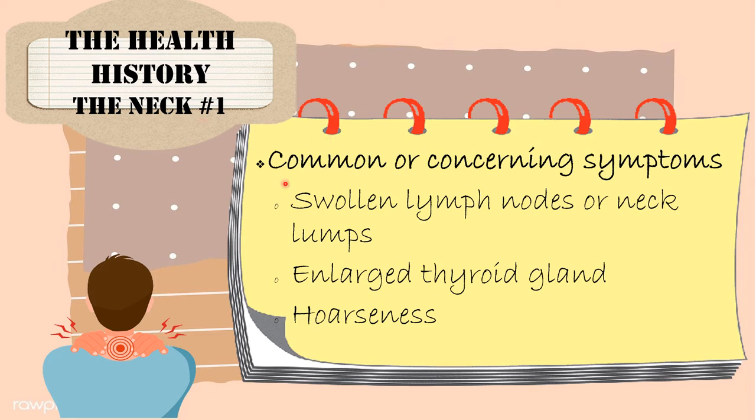Okay, moving on to the health history of the neck. We have to take note of the common or concerning symptoms. Take note that knowledge of the lymphatic system is very important to a thorough assessment. Whenever you find malignant or inflammatory lesions on the skin during your assessment, you have to note for swollen lymph nodes or neck lumps. Okay, let us see the possible causes of these lymph nodes. We will study later in the next slides the related diseases when there are particular swollen lymph nodes. Also, observe for enlargement of the thyroid gland or presence of hoarseness.